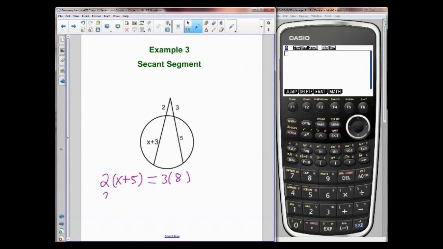So 2x plus 10 is equal to 24. 2x is going to equal 14, and of course x is equal to 7. Why did I put an x over there? My brain doesn't work on Saturdays. And then the algebra answer, this will be a length of 10 right here, and this whole thing is 12.